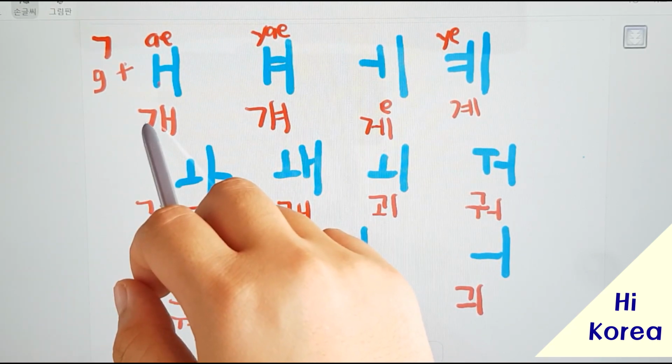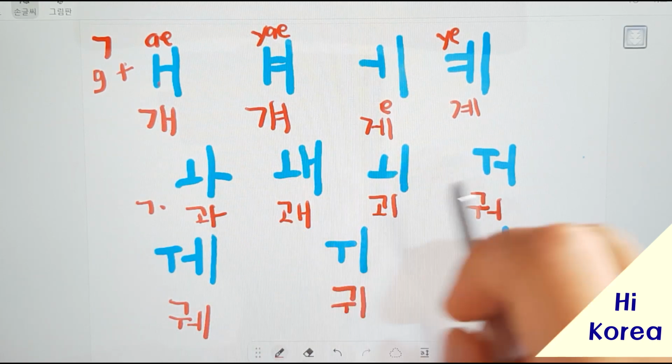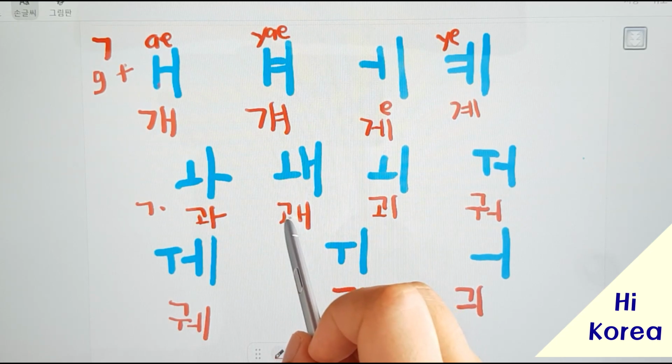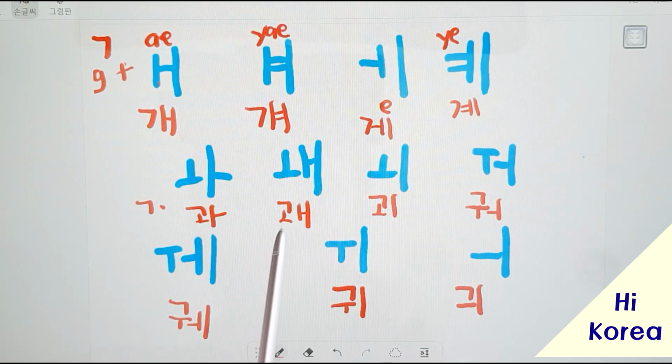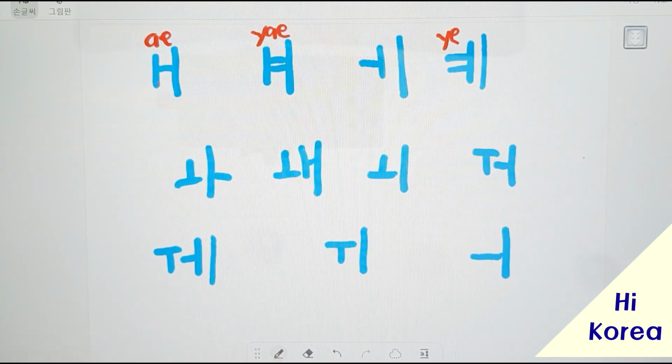This is a consonant plus vertical vowel, so it will be written on the right side. And then here we have a consonant. This is a horizontal vowel. It will be written under, and then the vertical vowel will be on the right side. Okay, next, the same thing.